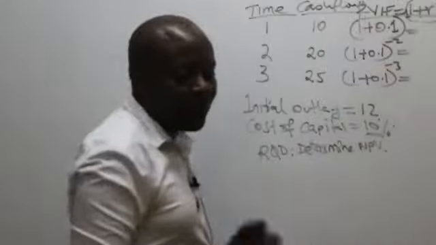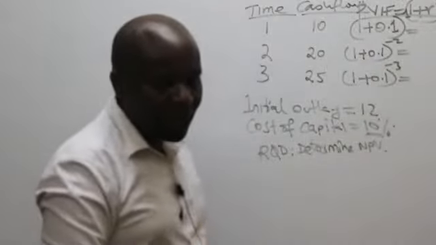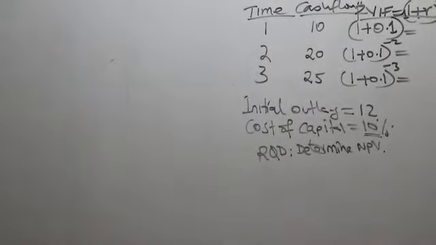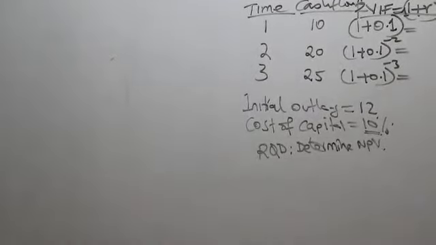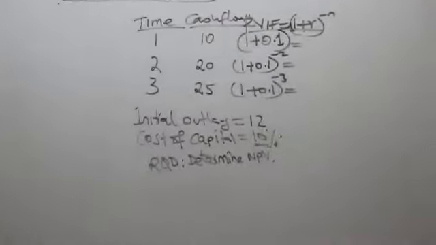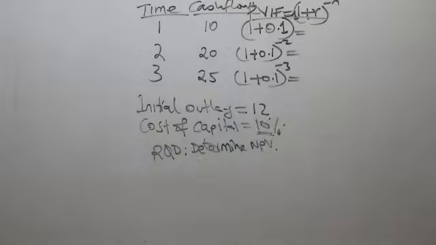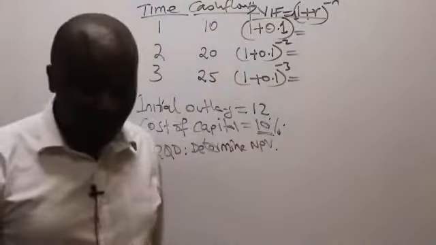PVIF stands for present value interest factor. And to get it, whenever cash flows are fluctuating, we talk of 1 plus R raised to negative N.